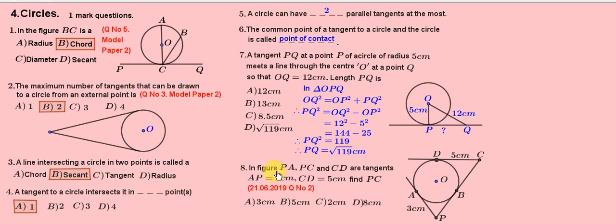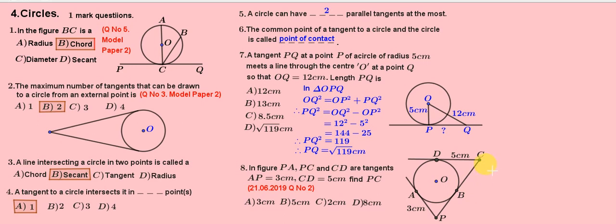In figure, PA, PC and CD are tangents. AP is equal to 3 centimeters. CD is equal to 5 centimeters. Find PC. Option A 3 centimeter. Option B 5 centimeter. Option C 2 centimeter. Option D 8 centimeter.